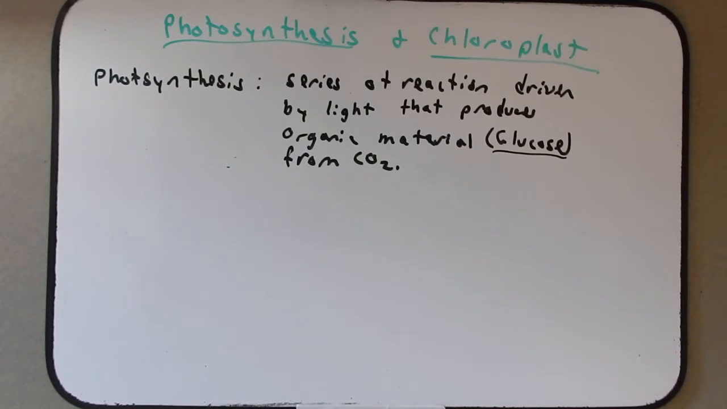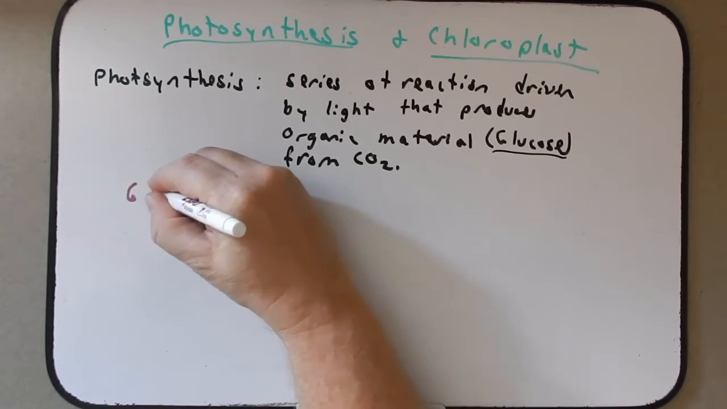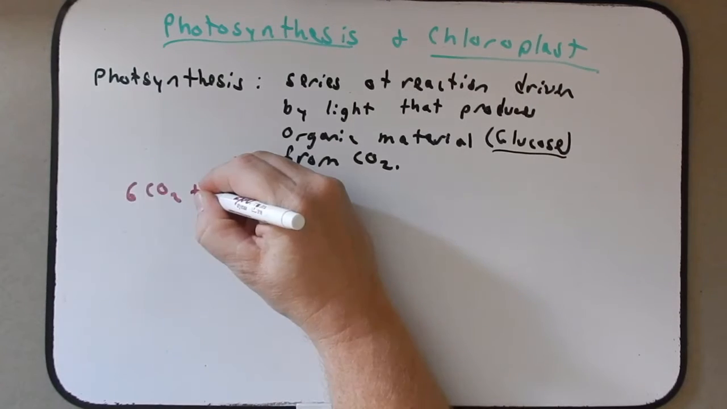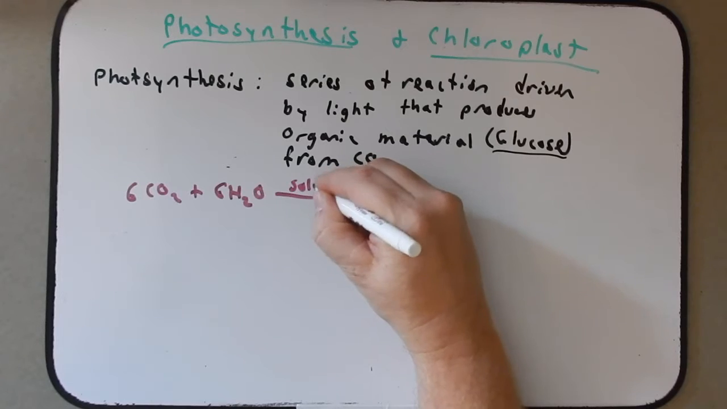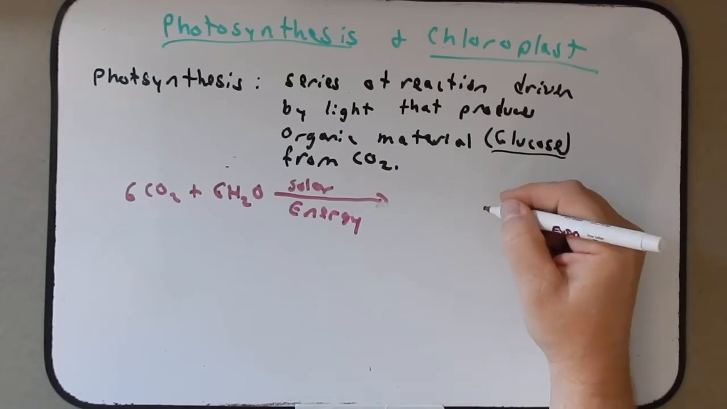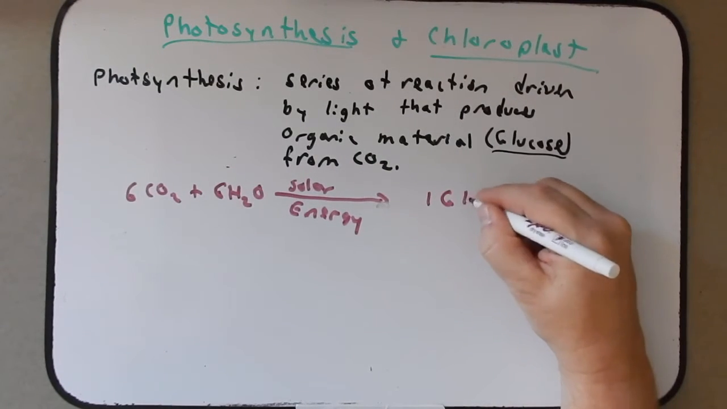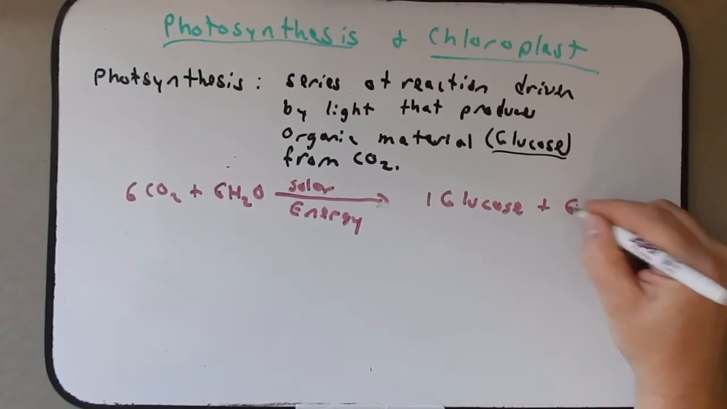We could also describe photosynthesis as a reaction. We could say we take 6 CO2s plus 6 waters with solar energy to produce 1 glucose plus 6 oxygens.